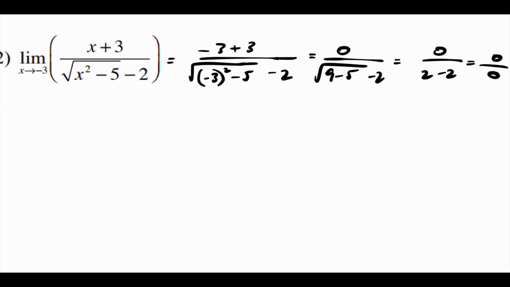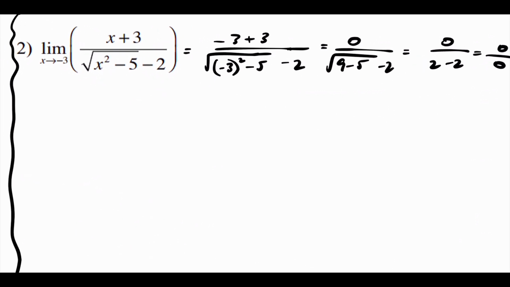Nine minus 5 is 4. The square root of 4 is 2. So 2 minus 2 is 0. So we get 0 over 0. Anytime we get 0 over 0, that means we can use L'Hopital's rule. Okay?